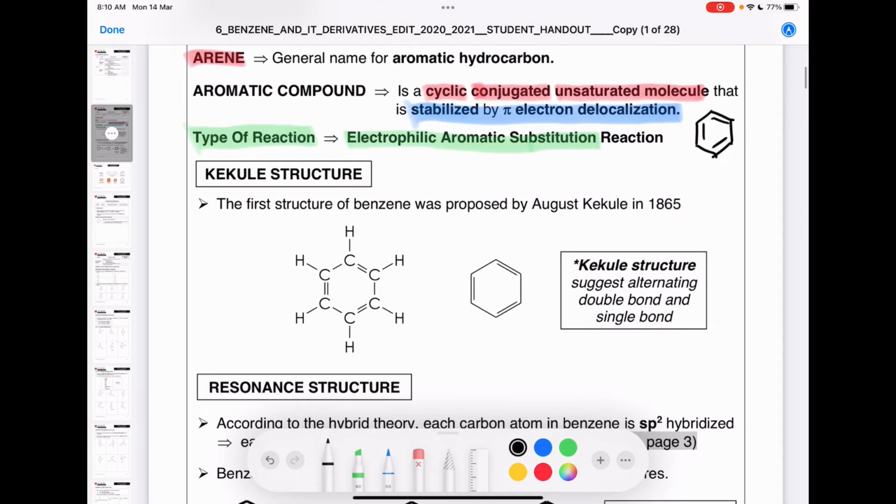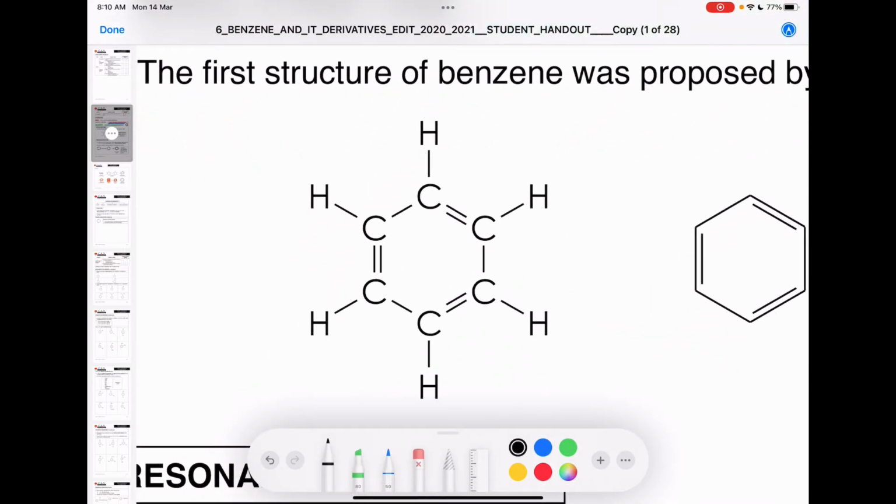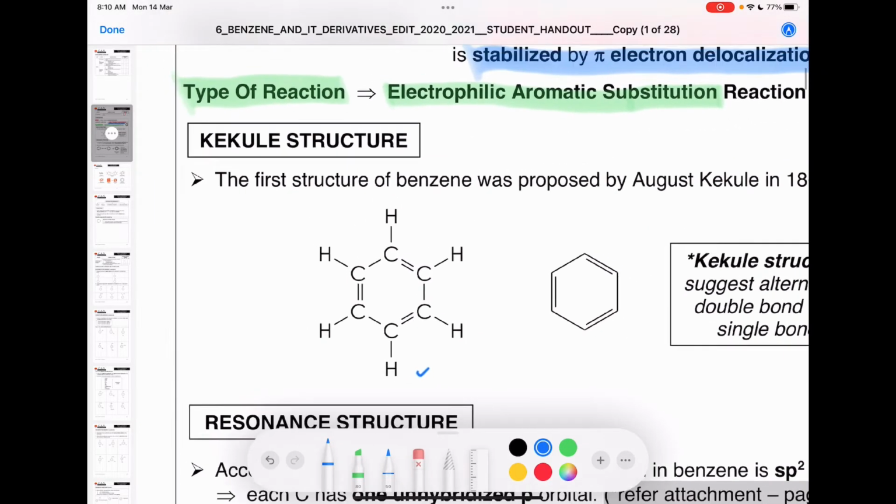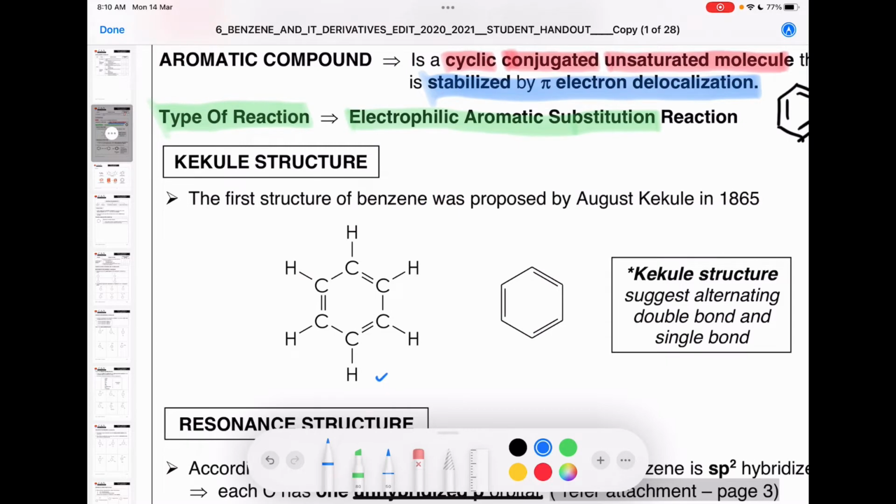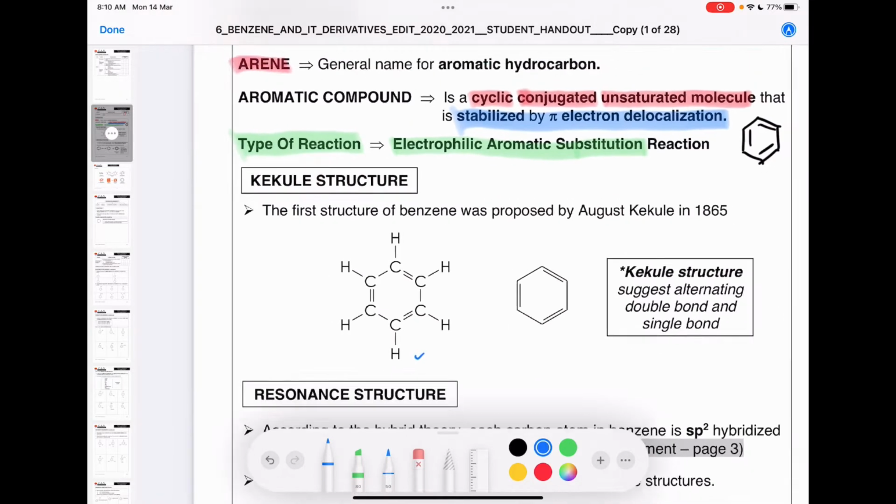Now this is the structure. Okay, as you can see this thing, this is known as Kekule structure. So it was first proposed by August Kekule in 1865, and actually August Kekule ni lah yang bagi cadangan alternating double bond and single bond ini. Okay, tapi sebenarnya dia bukannya single bond, dia bukannya double bond. Okay, and again I will explain to you about that later.